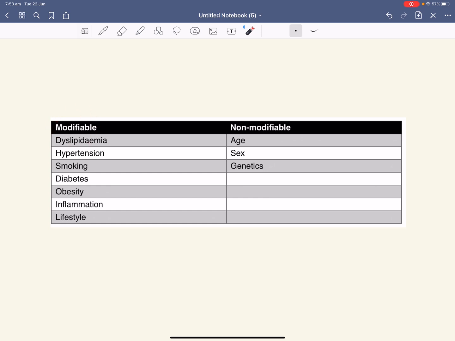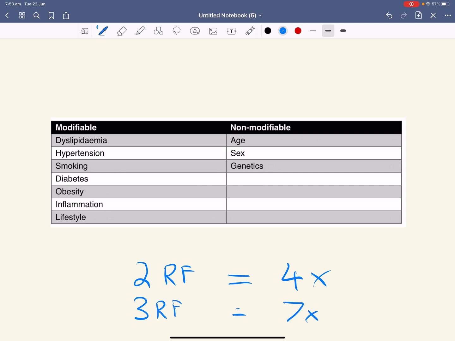Regardless, the things listed in this table will increase the likelihood of atherosclerosis occurring. It's important to note that each time you have a risk factor, it compounds the potential of it occurring. So for instance, if you have 2 of these risk factors in this table, your likelihood of developing atherosclerosis could be 4 times more likely. Whereas if you have 3 risk factors, it would be 7 times. And this keeps compounding on top of each other.